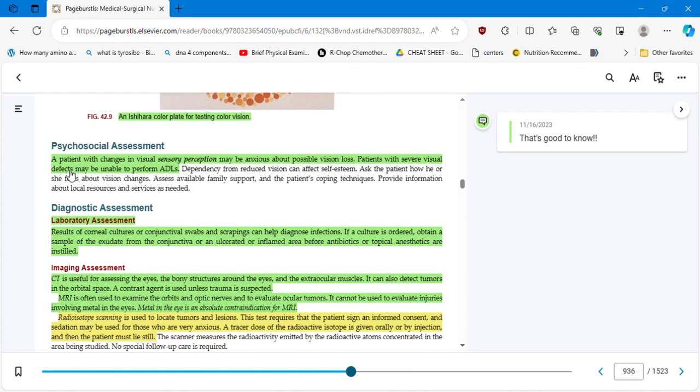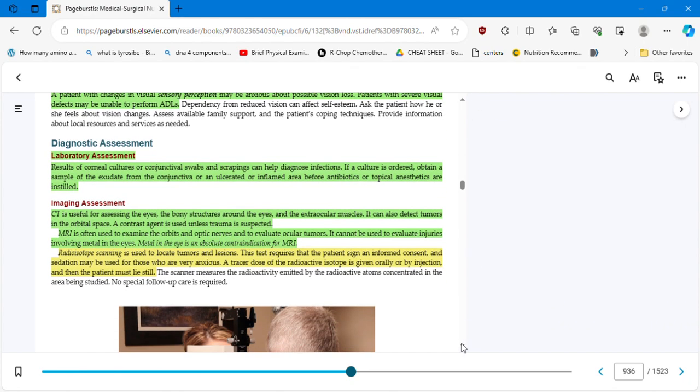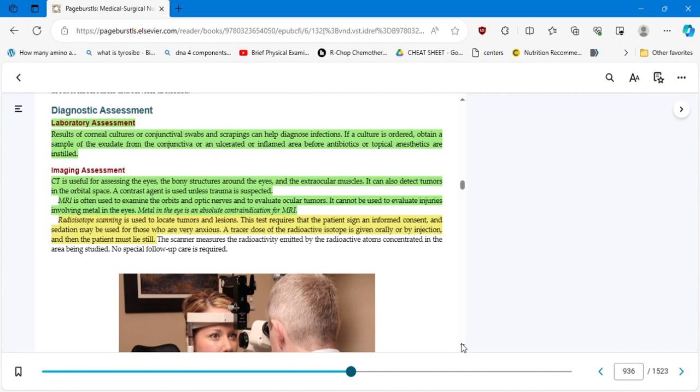Psychological assessment. A patient with changes in visual sensory perception may be anxious about possible vision loss. Patients with severe visual defects may be unable to perform ADLs. That's why you need to assess and address the findings. You need to provide comfort. You need to make the patient feel calm and confident about every single activity they are going to perform.